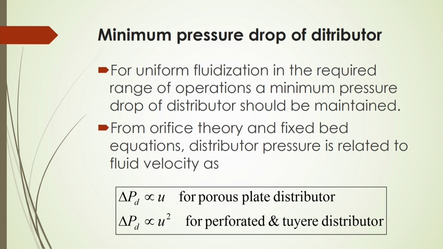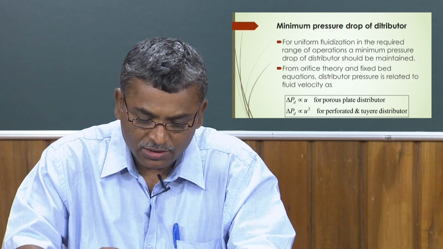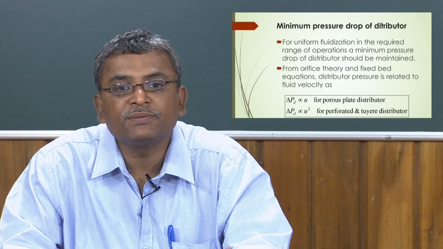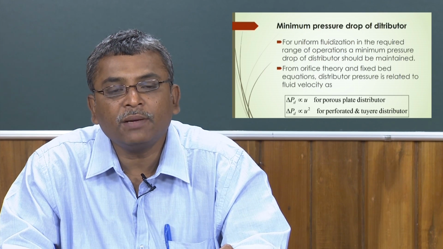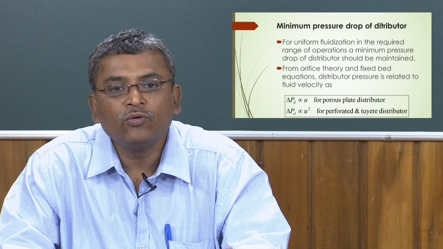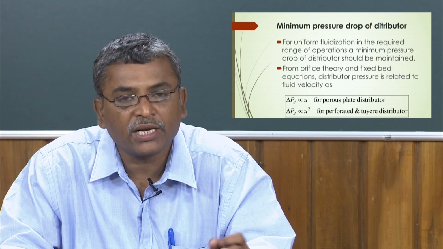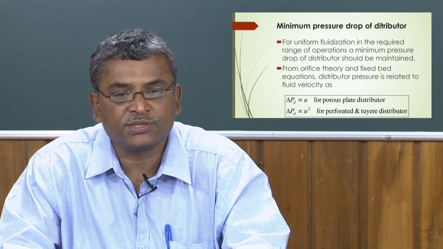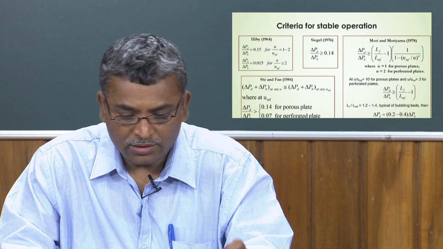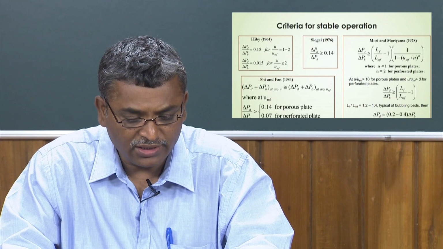And from orifice theory and fixed bed equations, the distributor pressure drop is related to fluid velocity, which can be represented as follows: delta Pd is proportional to U for a porous plate distributor, whereas delta Pd, the distributor pressure drop, is proportional to the square of the gas velocity for perforated and tuyere-type distributors. And for stable operation, of course, some criteria have to be maintained for design.